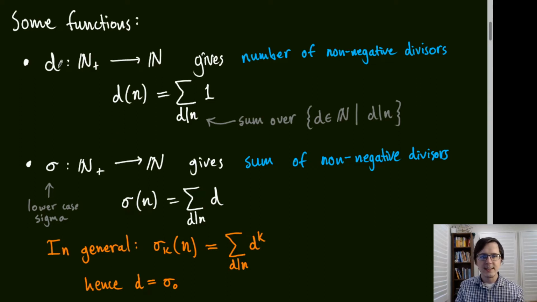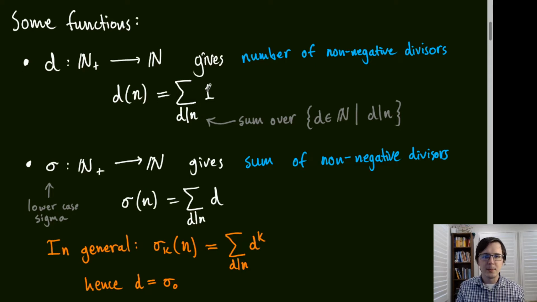The first is the function that gives the number of non-negative divisors of a positive natural number. So one way we could define it is d of n is the sum over all divisors of n of 1. And one sort of confusing thing that I hope won't be too ambiguous is that this d here is not the same as this d here. It's just sort of convention to write d divides n. So I could have also written, for example, the sum over all c divides n.